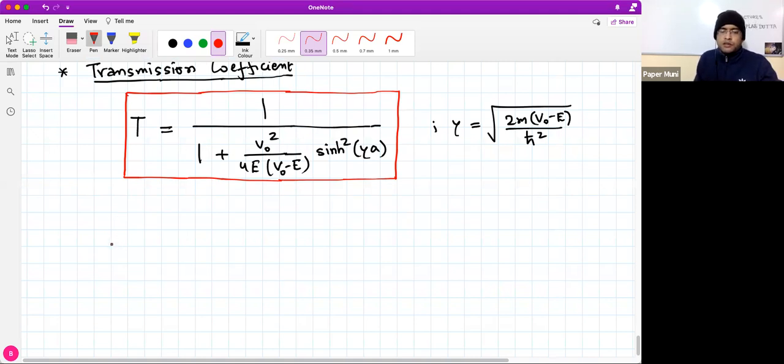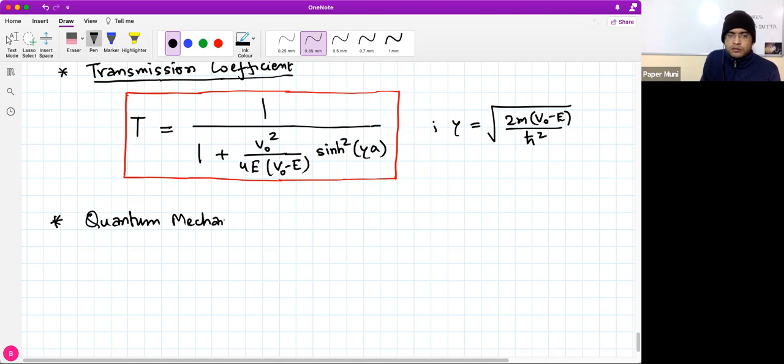Now all these things bring us to the important part, the phenomenon of quantum tunneling. We have already looked into what quantum tunneling is, but we'll simplify a few things and get a good looking value for T. So what we'll do is quantum mechanical tunneling.